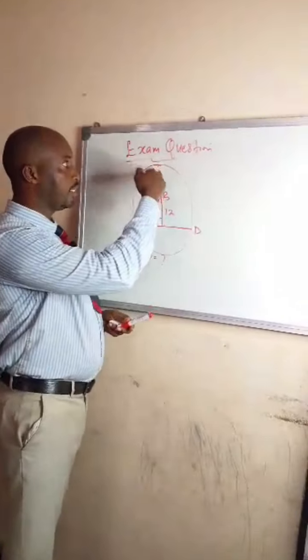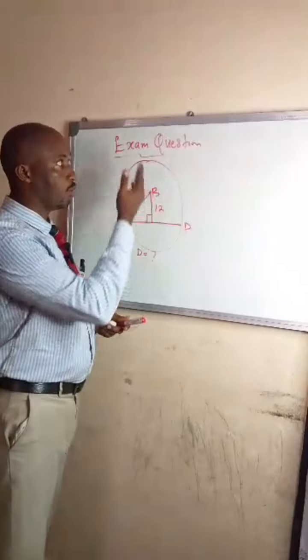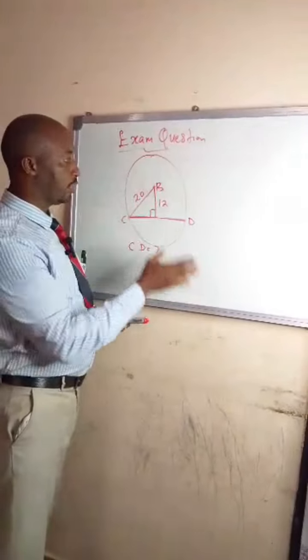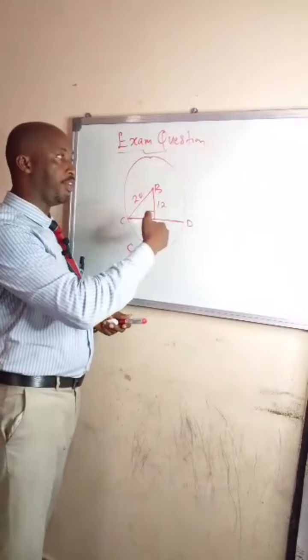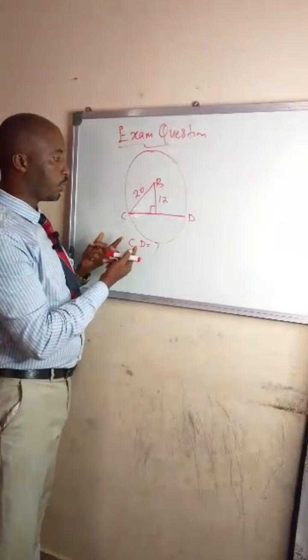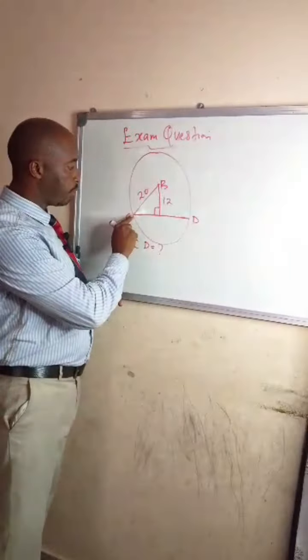Today we want to quickly look at this exam question. Sometimes you come across this in JS3 exams or SS3 exams. Now, this is a circle consisting of a right angle triangle in the circle. Now, without wasting time, we quickly look at this. The question says we should calculate the length of this chord from here to here.